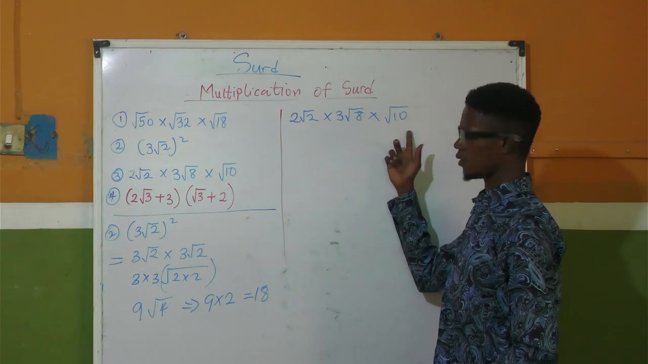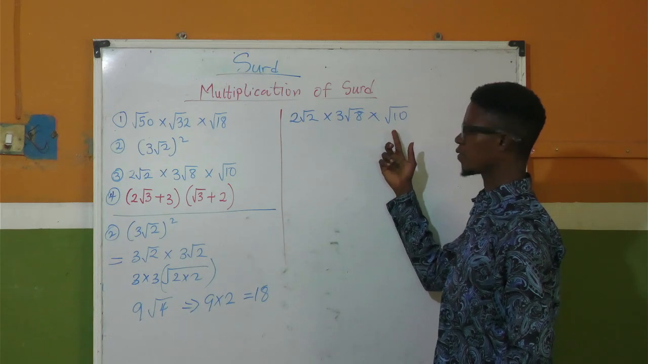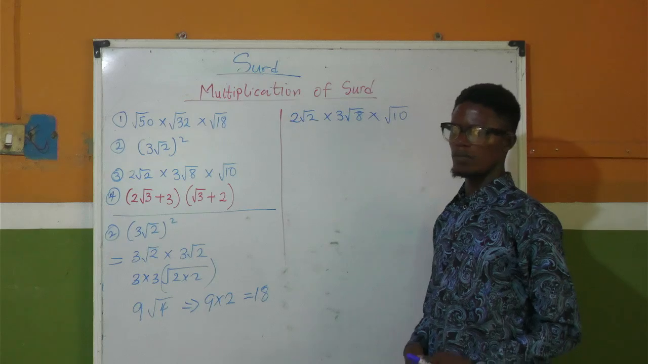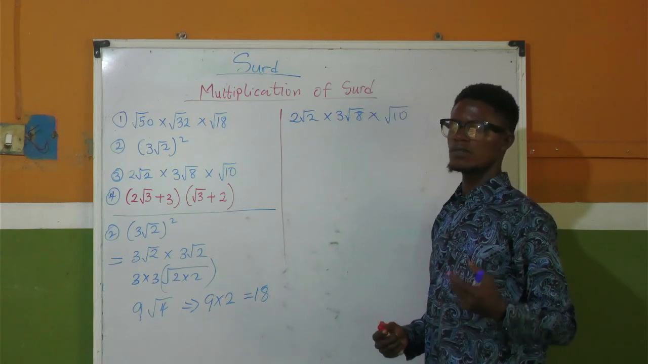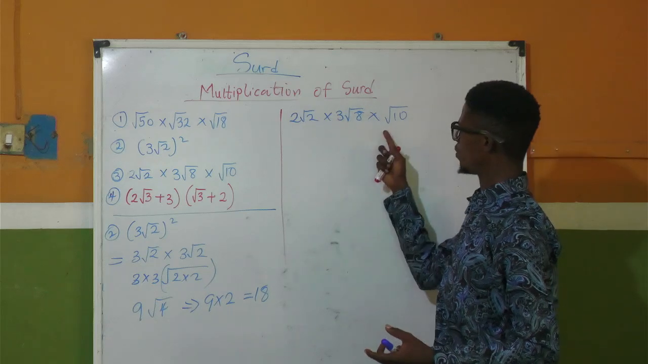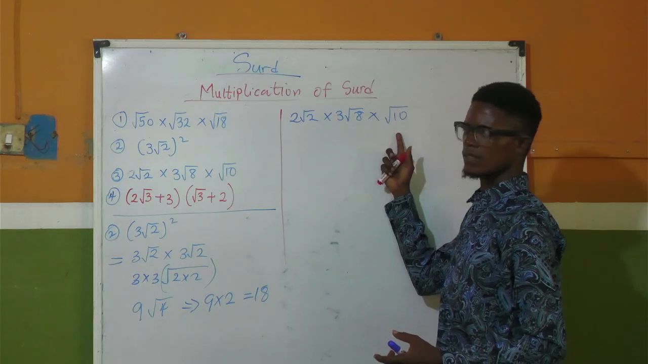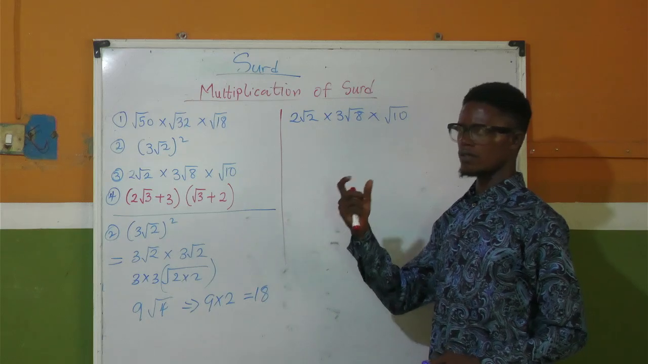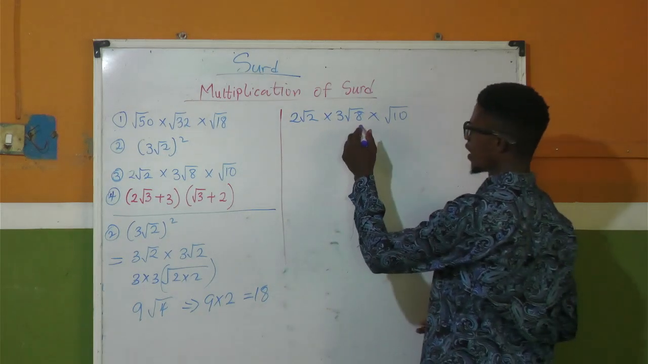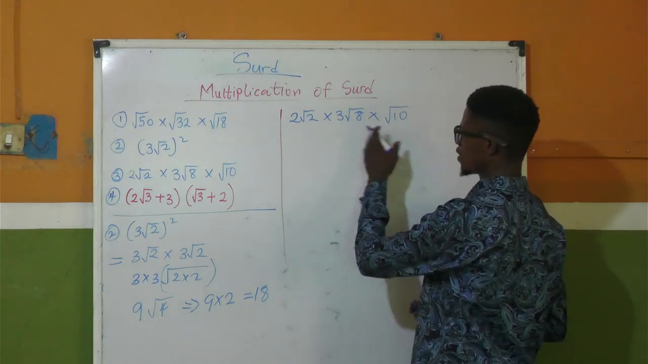But when I look at root 10, I know I can use 5 times 2 to get 10, but 5 is not a figure that gives me a perfect square. So I'm not going to change this root 10. Root 10 will retain its own figure because the other numbers I can use are not perfect squares. In the case of 8, I can do 4 times 2. So let's simplify this expression.